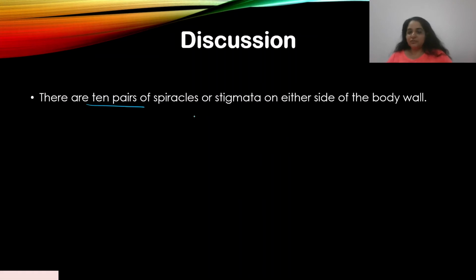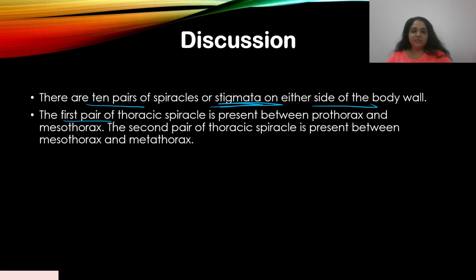So there are 10 pairs of spiracles, or stigmata. Another word for spiracles is stigmata. So if they ever use stigmata, you know they're talking about spiracles. They're present on either side of the body wall. The first pair of thoracic spiracles is present between the prothorax and mesothorax. They're not present on the prothorax, they're present between the pro and the mesothorax. And the second pair is present between the meso and the metathorax.